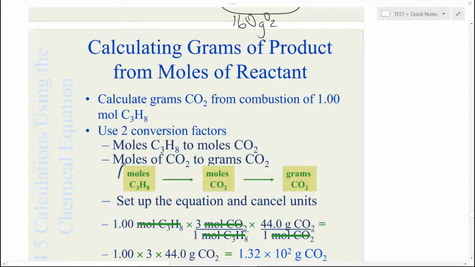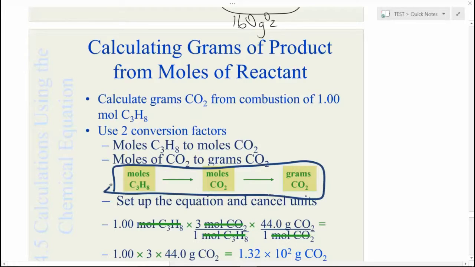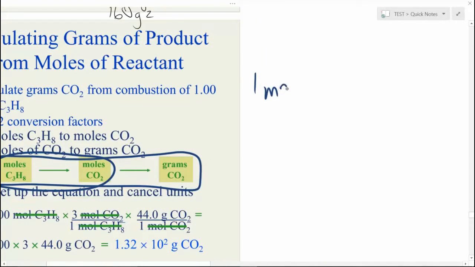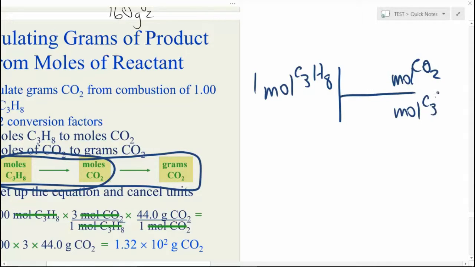So once again, the moles of C3H8 to the moles of CO2, and then we're going to convert to the grams of CO2. It's really nice if you plot it out like this. This is the stoichiometry part. The stoichiometry is going from C3H8 to CO2, and you can only do that in moles. So we have 1 mole of C3H8, and we want to go to the moles of CO2 from the moles of C3H8.